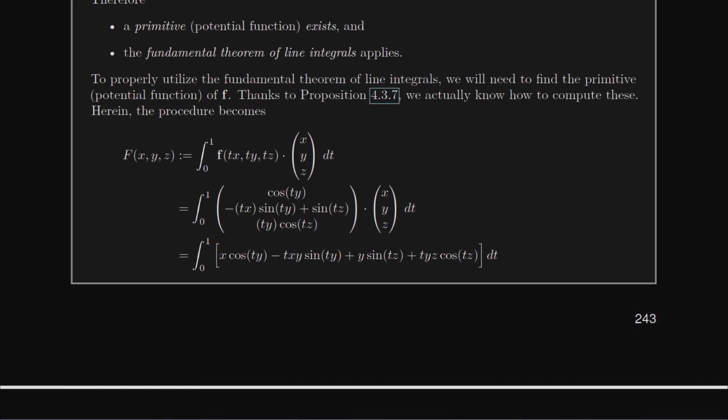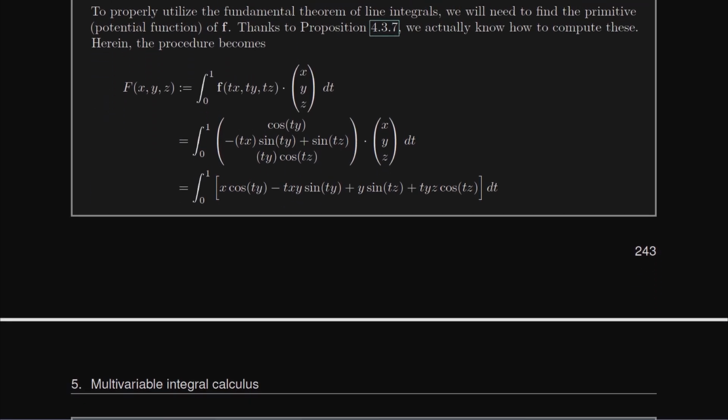So now I need to actually find the primitive, and if we recall, thanks to proposition 4.3.7 in the earlier chapter, we can compute a primitive using the following formula. This formula works for all closed differential one forms, in this case a three-dimensional version. What I do is I evaluate my vector field on tx, ty, tz. I take the dot product with x, y, and z, and then dt, and I integrate that from 0 to 1.